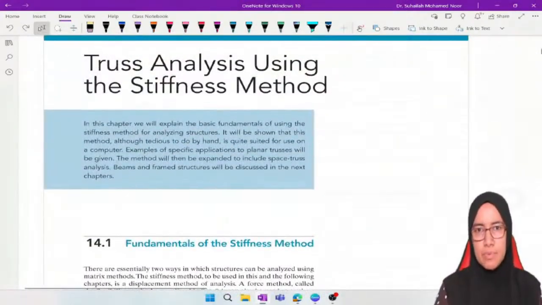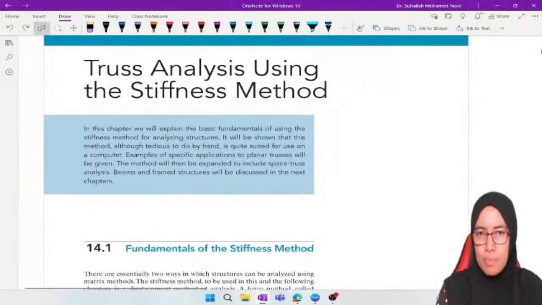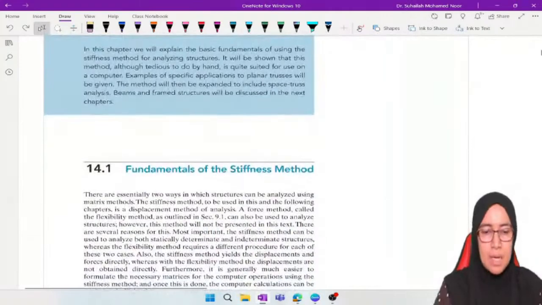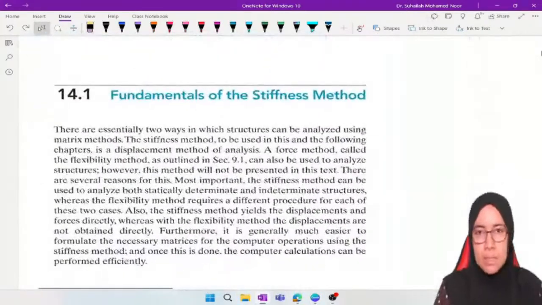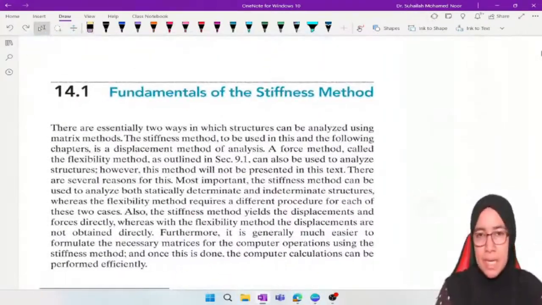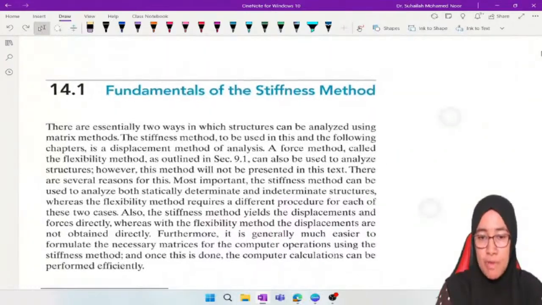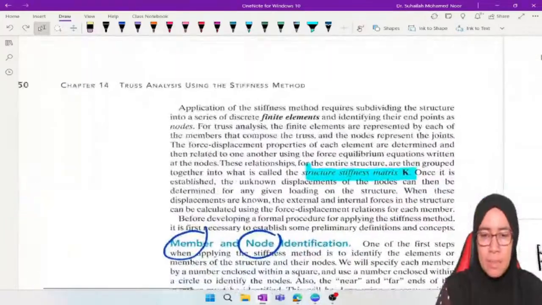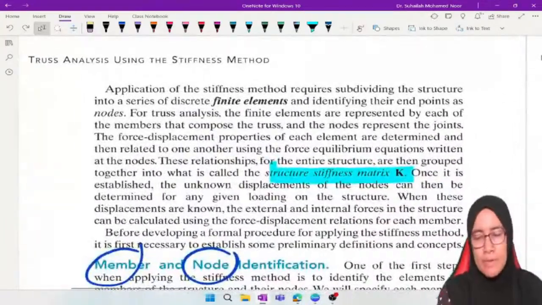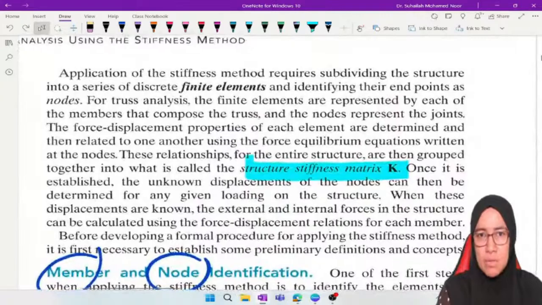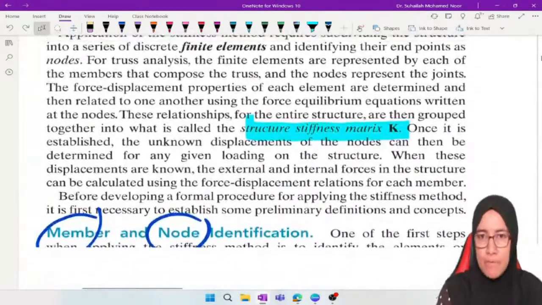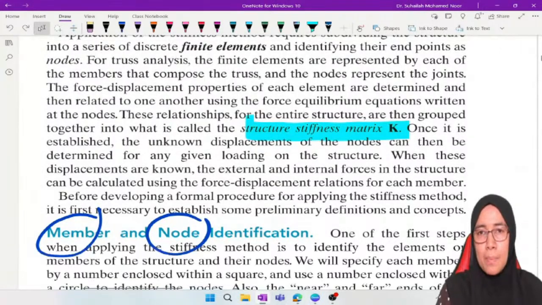Under the textbook, as I mentioned yesterday, it is topic number 14, truss analysis using the stiffness method. You can read all that I have explained previously. It is inside the textbook about the fundamentals of the stiffness method, the concept of subdividing the structure into a series of finite discrete elements. Most important, we have to know how we produce the structure stiffness matrix K.